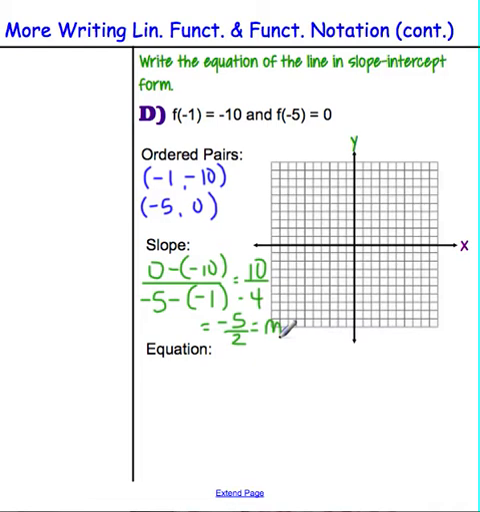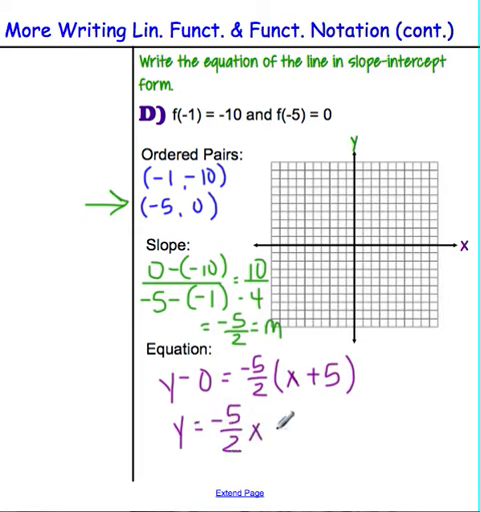So then I can use point-slope form, and I'm going to use this ordered pair here because it has a 0, which is going to make my life a lot easier because it'll go faster. So we get y minus 0. Ooh, y minus 0, we can drop that right off, equals -5 halves times x minus -5. So that would be x plus 5. So we get y equals -5 halves x minus 25 halves, or 12 1/2.